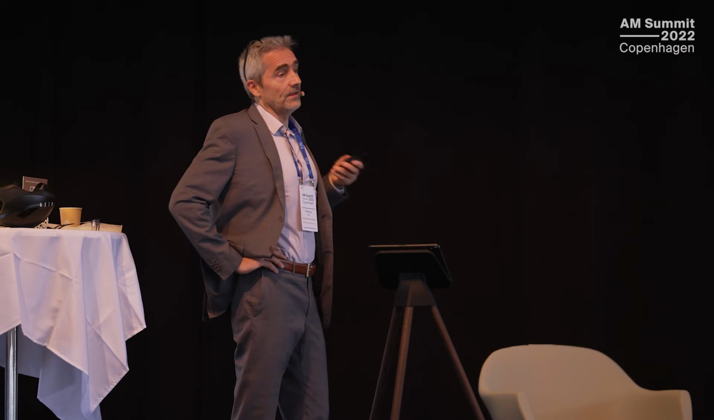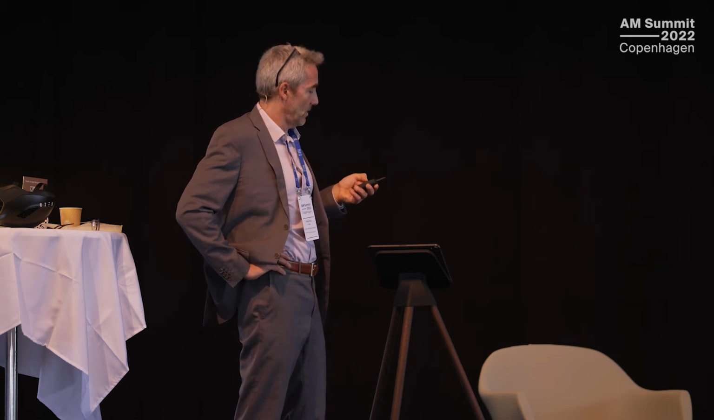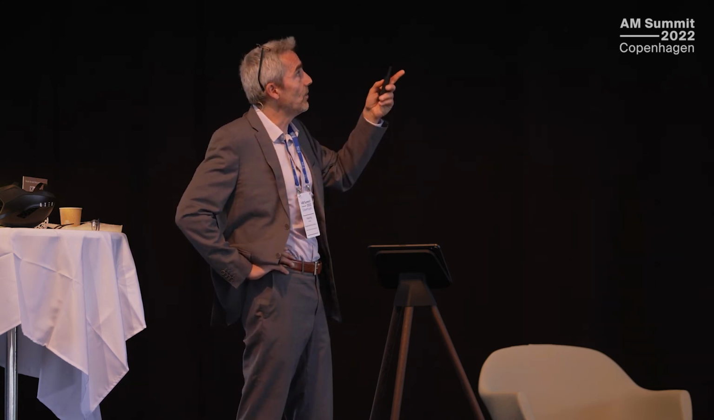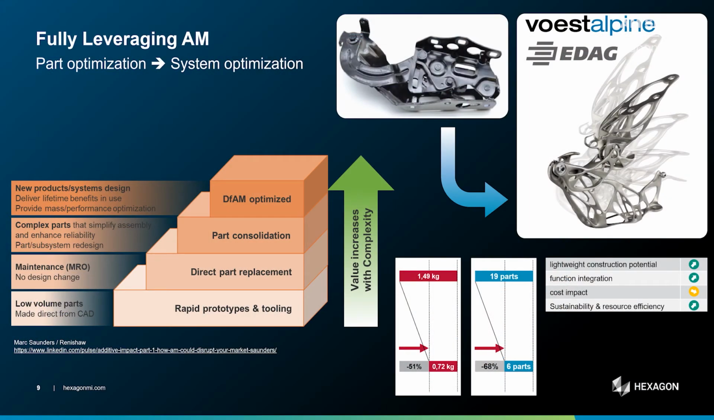And this is also one thing that we haven't said. Additive manufacturing can make very fancy shapes, but if you really want to fully leverage the process, you need to not only optimize one part, but complete mechanisms. You see an example of that. It's a hinge of the hood of a car. We went from, I can't remember the numbers, but we went from 19 parts to 6 parts.